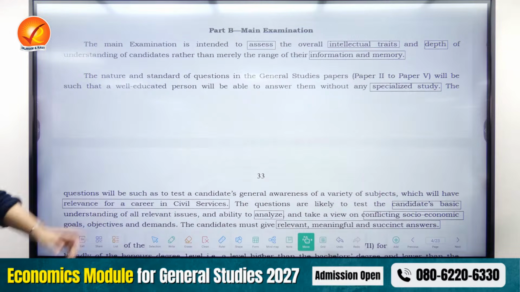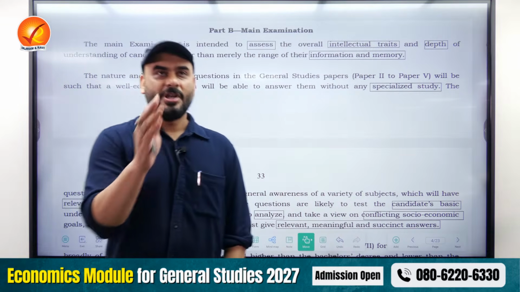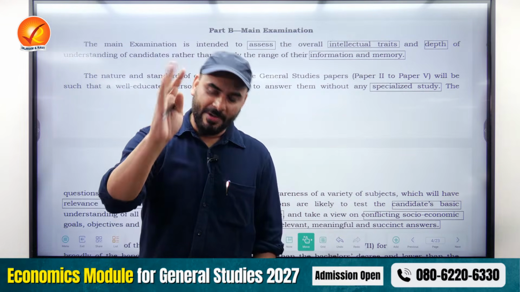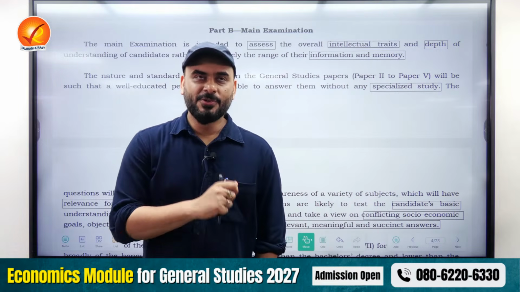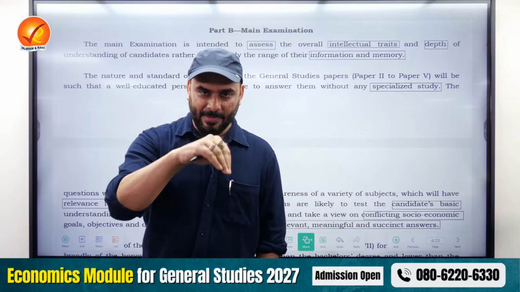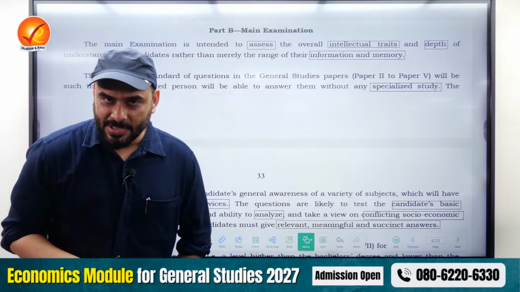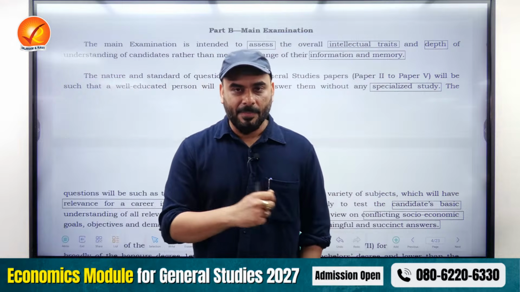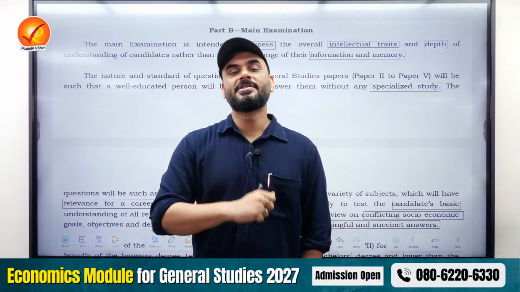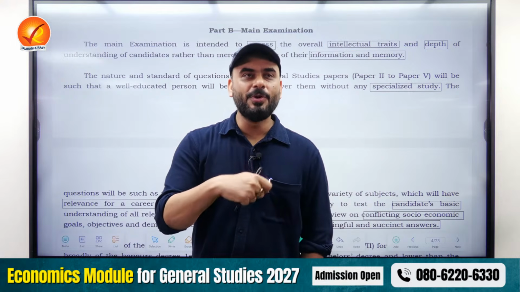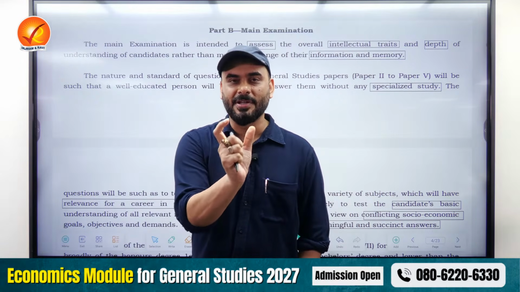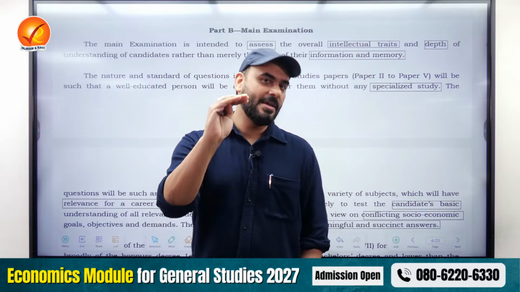See, the nature and standard of the questions in general studies, paper 2 to 4, will be such that a well-educated person will be able to answer them without specialized study, which means that the general studies questions do not require optional level knowledge and information. So which means that they will definitely go up to a certain depth, but they will not go up to optional level understanding or PhD level understanding, clearly mentioned by UPSC. Which means that even if you are a PhD, for example, in geography, and you are writing a general studies answer, it's better not to become too technical, because the name is general studies, not specialized studies. So we have to be very careful about these things.